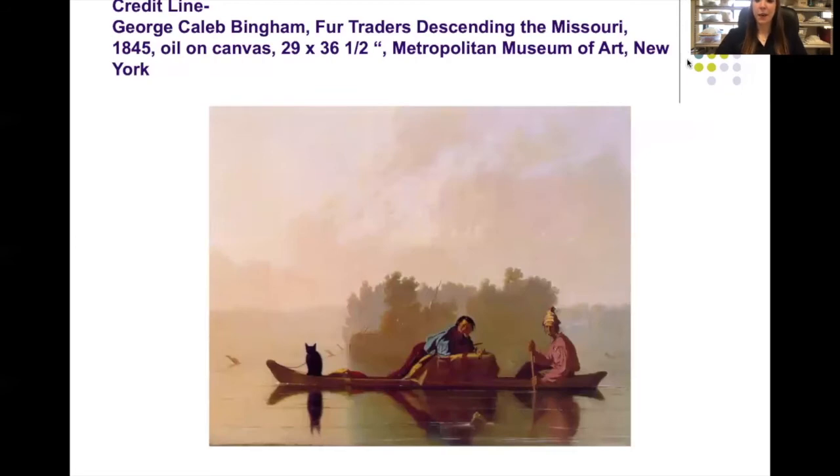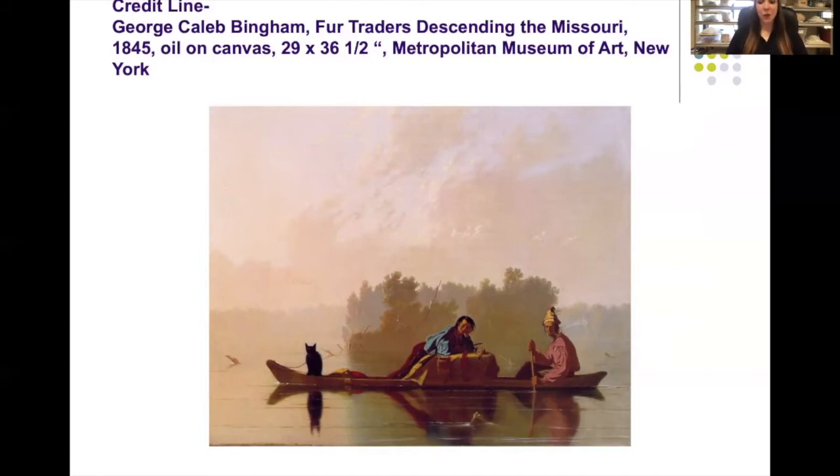I'm going to move my camera so that you can see the credit line. Read the name of the artist, the title, the year that it was created, the medium, the size, and where the artwork is currently. This is the information that can be found for almost any work of art. And that information is already going to give you a little bit of context about the artwork.